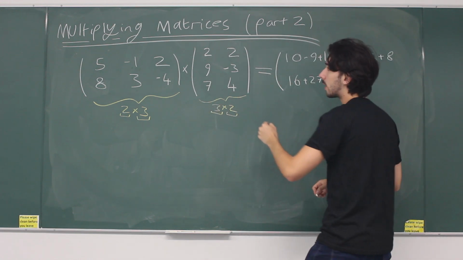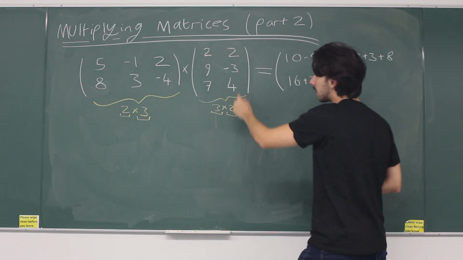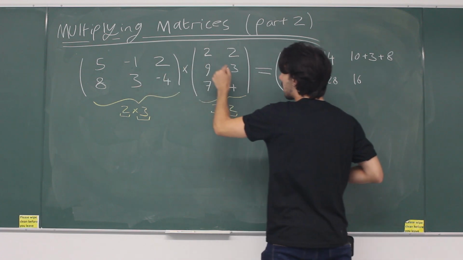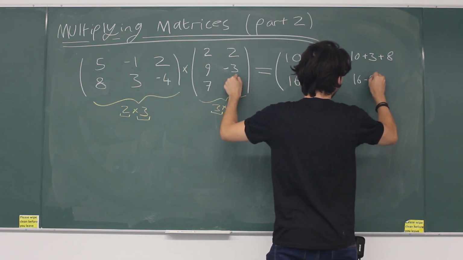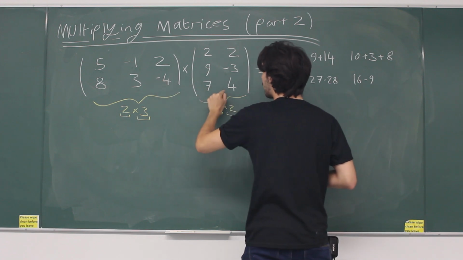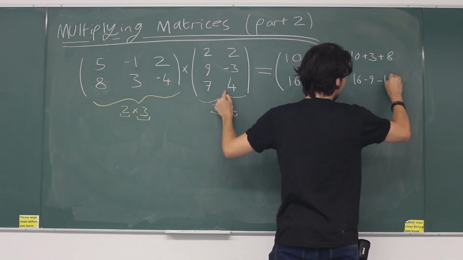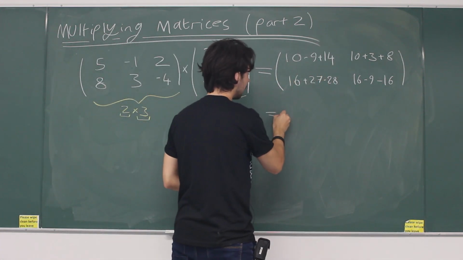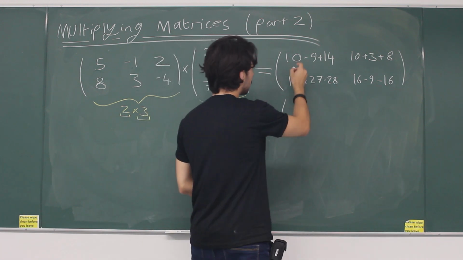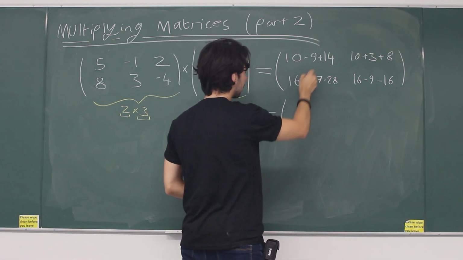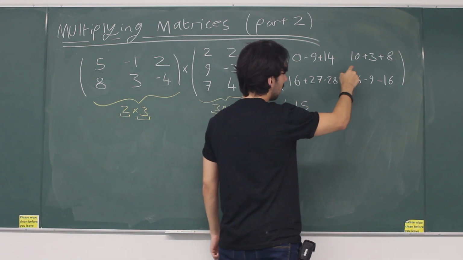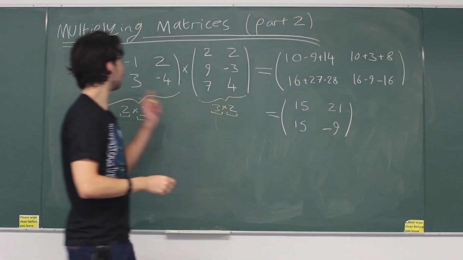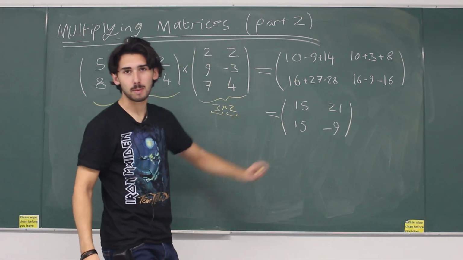Bottom right, we're going to have the second row times the second column. So 8 times 2 is 16. 3 times minus 3 is minus 9. And finally, minus 4 times 4 is minus 16. So this is basically the answer. Obviously, we can simplify it, but that's pretty straightforward. So this is going to be 10 minus 9 is 1, plus 14 is 15. This is going to be 13 plus 8, which is 21. So this matrix times this matrix is this matrix.